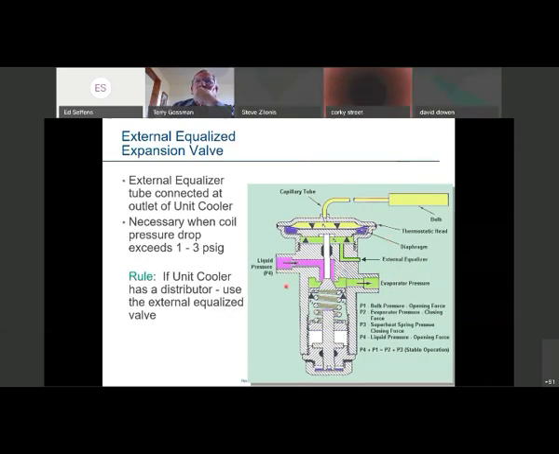So in that case, we install a TXV that has an externally equalized connection, and again, this is plumbed downstream where the bulb is located, and we no longer see that additional 25 pounds wanting to close up this valve and starve the coil. So that is our review of the expansion valves.